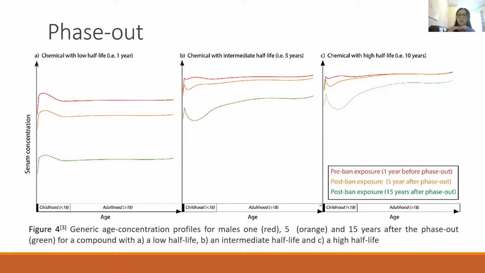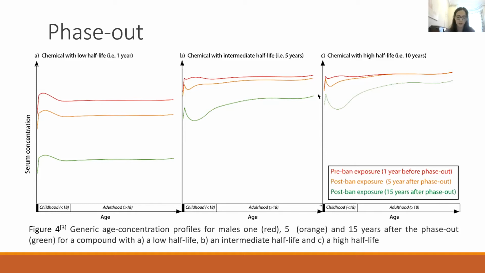this phase out. And this is quite interesting because it shows the significance of the chemical half-life on the duration of exposure in humans, where a low half-life chemical, shown on the left, shows a noticeable decline after 10 years, and especially after 15 years after a phase out. Meanwhile, a high half-life chemical shows nearly the same concentration levels 15 years after the phase out. So this demonstrates how important and potentially dangerous the chemical half-life is with human exposure.